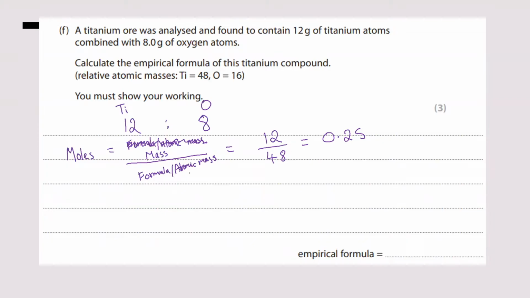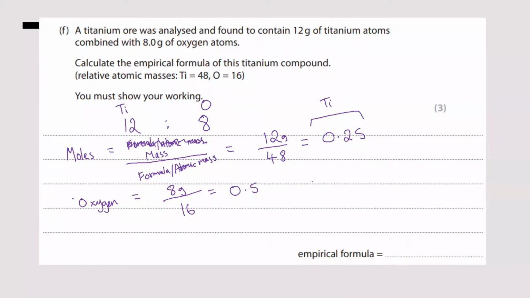So for oxygen, the mass is 8 grams, divided by 16. So 8 divided by 16 is going to be 0.5. Remember this is a ratio. So the ratios now, which we could have kind of seen a bit before, couldn't we?